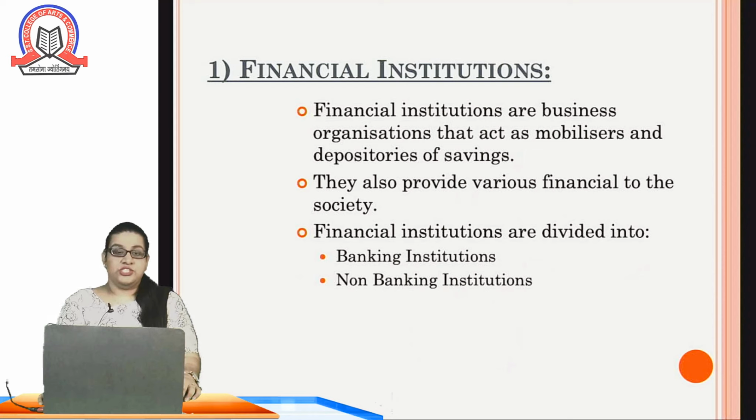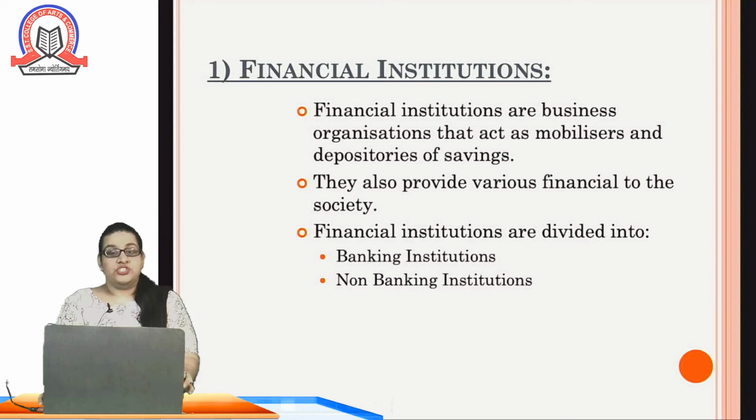First is financial institutions. Financial institutions means the business organizations that act as mobilizers and depositors of savings. For example, banks. Banks help us to mobilize our finance. We can save our money in different savings accounts, current accounts, in different forms, and the banks also provide help to business organizations in the form of loans and different services. So financial institutions help us to mobilize our savings. They also provide various financial services to the society, like ATM, debit card, credit card, banks, insurance companies.